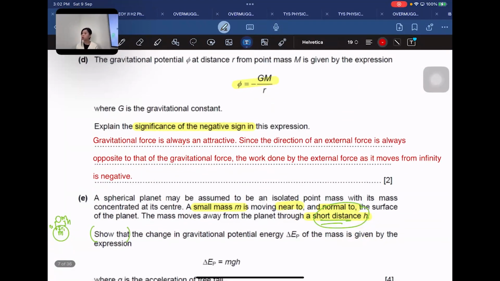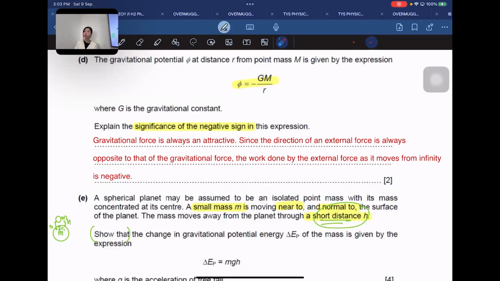Now the next question, I think most of you should have problems with, because I know most of you know that change in gravitational potential energy is mgh. But this question wants you to show that the change in gravitational potential energy is mgh instead. They gave you a lot of hints. They said I have a small mass, near the surface of the Earth, such that it only moves through a small distance, delta h. Okay? So how do I calculate my change in potential?